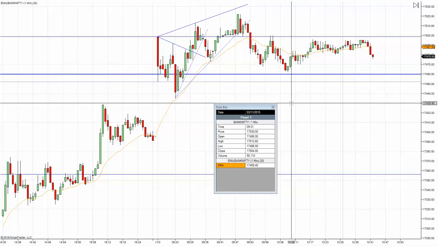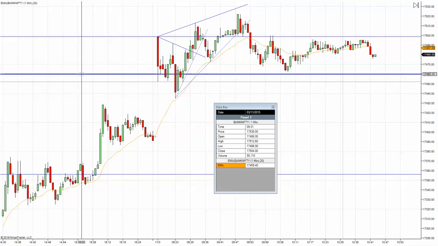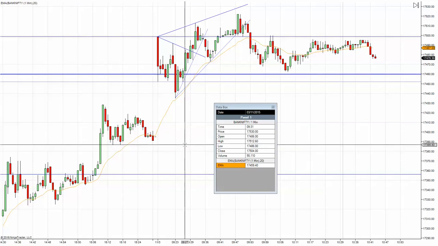Hi everyone, this is Amit here and I'll be walking you through today's price action analysis of Bank Nifty futures using 1 minute candlestick chart. This dark blue line is yesterday's high where price went. That was the highest point.